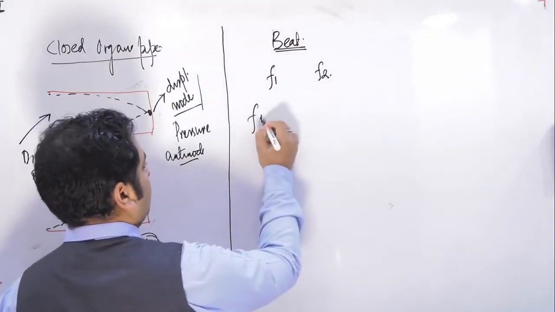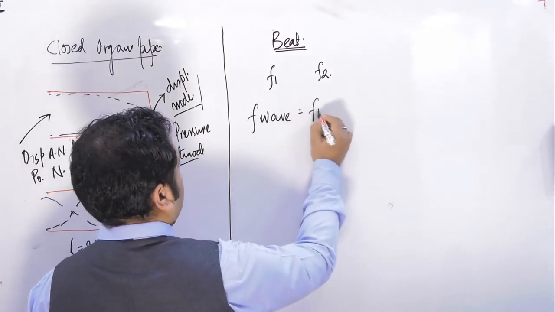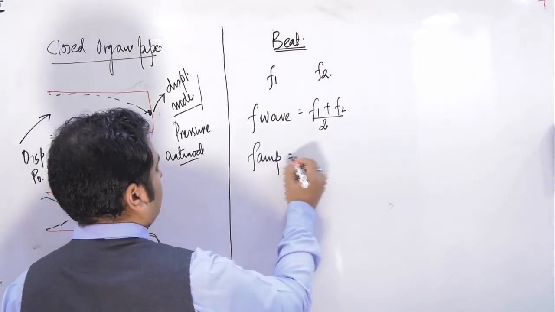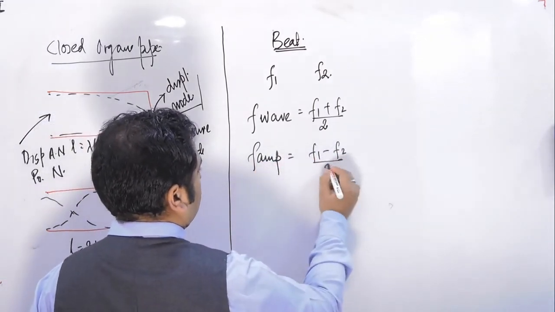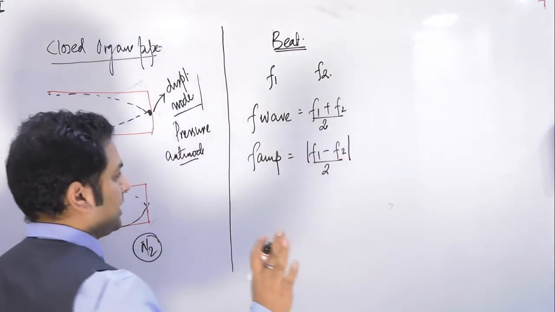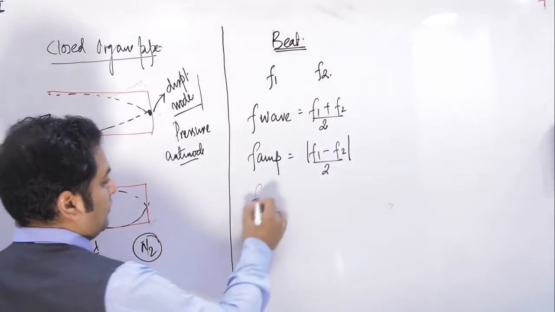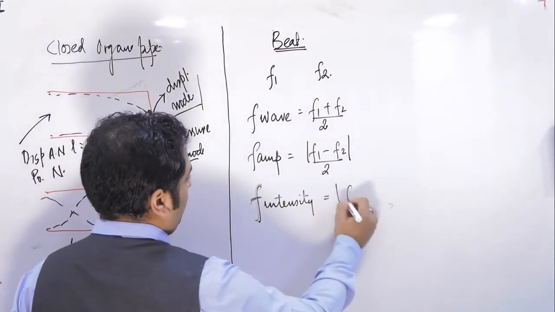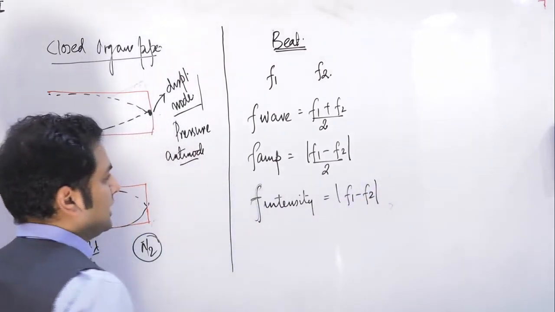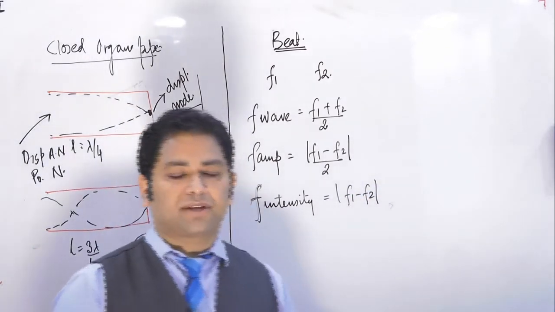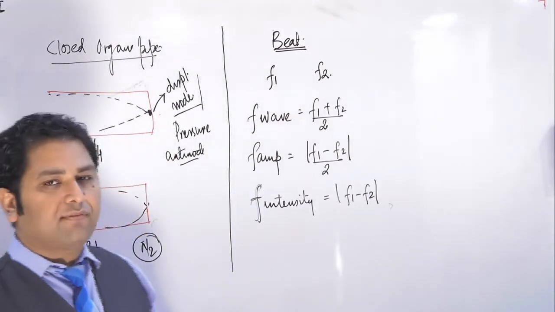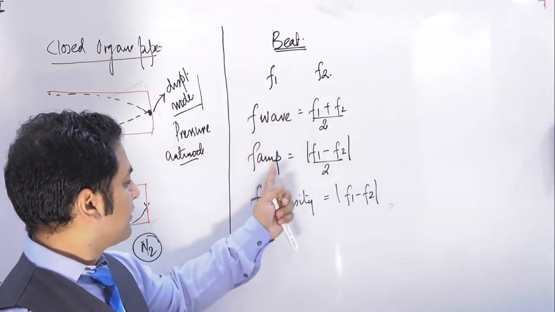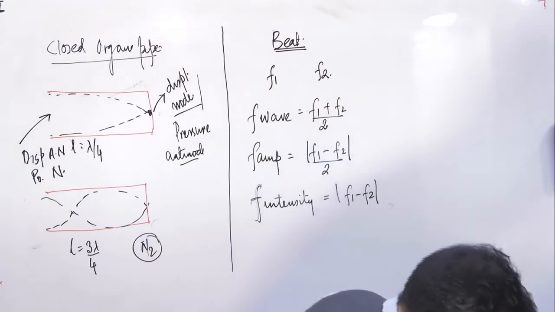The frequency of the wave will be (f1 + f2)/2. The frequency of the amplitude is |f1 - f2|/2, whichever is bigger, you can go with that. And the frequency of the intensity of the wave is |f1 - f2|. A very important data: the relationship between f1, f2 and the different frequencies, like the first one we said frequency of wave, frequency of amplitude, frequency of intensity.